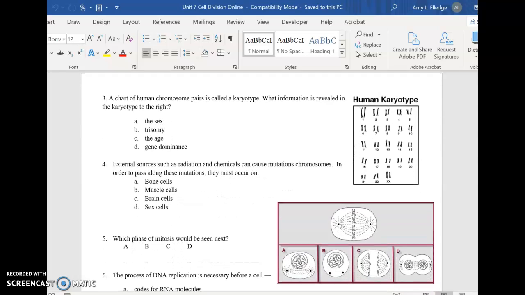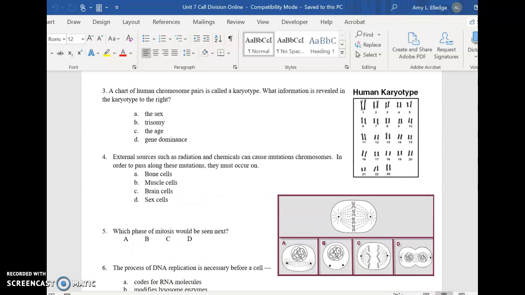Number 3, look at the chart of human chromosomes. This is called a karyotype. What information is in a karyotype? Well, one of the things that you can see is if you're normal or not, right? If you're normal, you should have 2 of each kind of chromosomes. We have 23 kinds of chromosomes, so for humans, 46 chromosomes. And the other thing you can tell there is whether you are a male or female. So this particular one has 2 X's, which tells you it is a female.